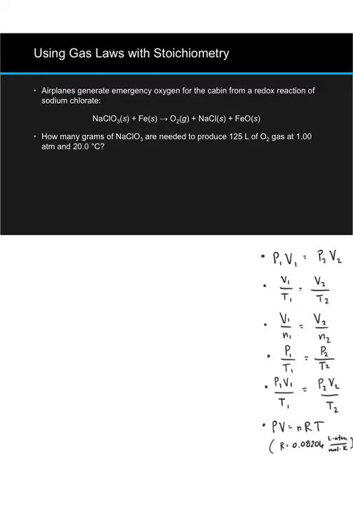One way that airplanes generate emergency oxygen rather than carry along O2 in large flammable canisters on a plane is to create it through a reaction, say a redox reaction of sodium chlorate with iron to make oxygen, sodium chloride, and iron(II) oxide. What we're going to do is calculate here the number of grams of sodium chlorate, NaClO3, that are needed to produce 125 liters worth of breathable oxygen gas at 1 atmosphere and 20 degrees Celsius, the conditions expected inside the cabin on your nice flight.